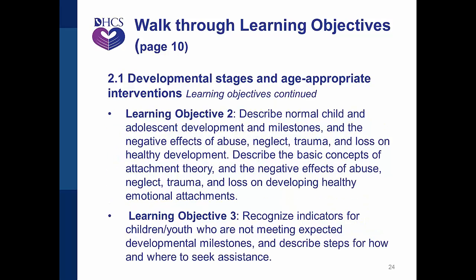Going on to 2.1 about developmental stages and age-appropriate interventions, the learning objectives continue: describe normal child and adolescent development and milestones, and the negative effects of abuse, neglect, trauma, and loss on healthy development. We want parents to be able to describe the basic concepts of attachment theory, and the negative effects of abuse, neglect, trauma, and loss on developing healthy emotional attachments. And finally, the third learning objective here is to be able to recognize indicators for children and youth who are not meeting expected developmental milestones and describe how you can seek assistance.